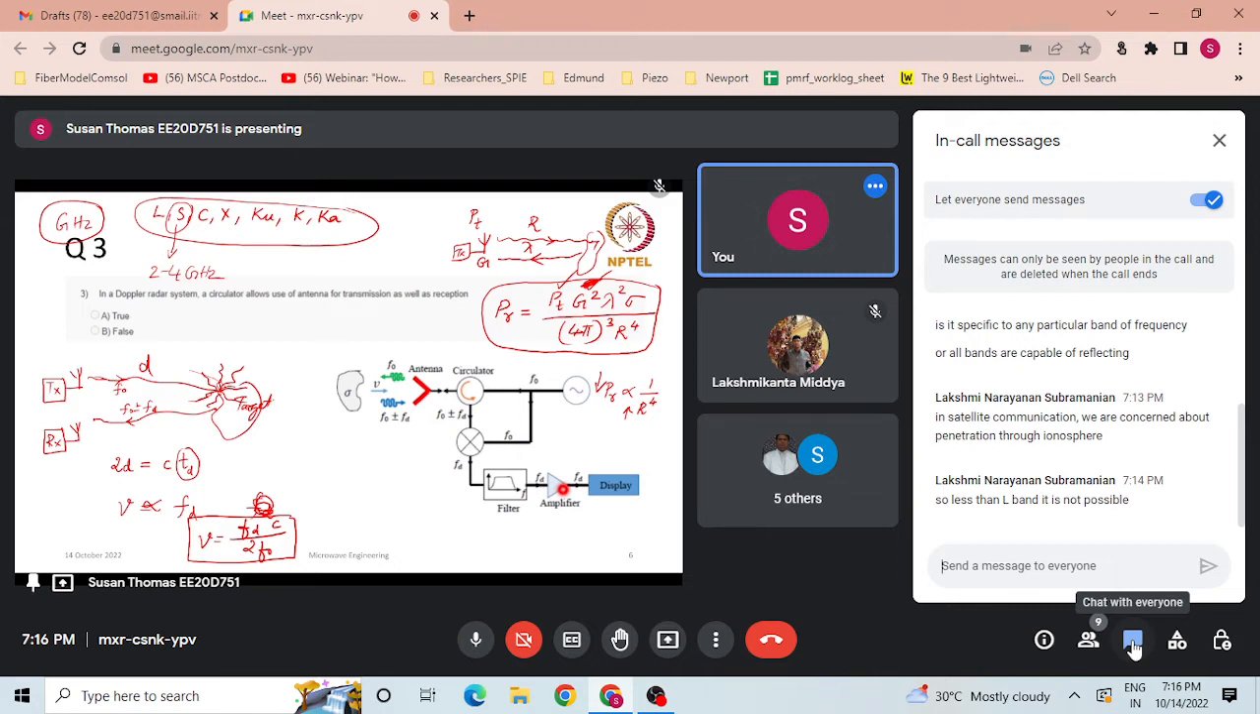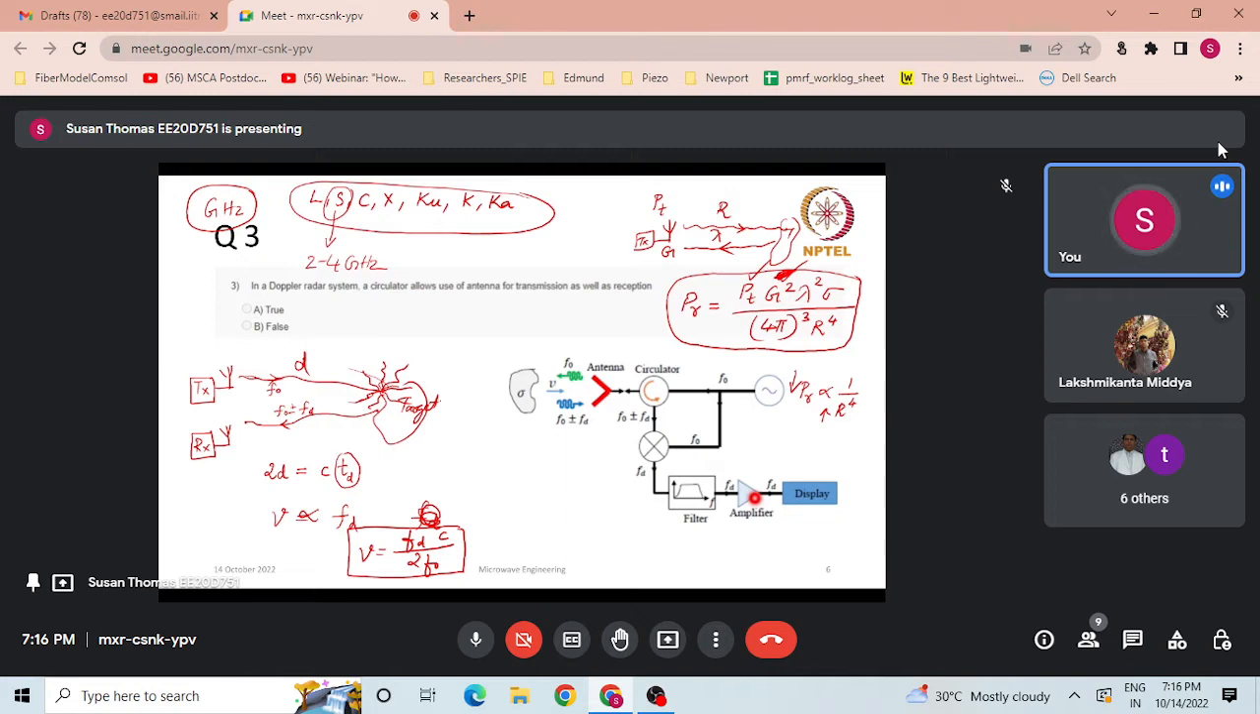And the other question is, in satellite communication, we are concerned about penetration through the ionosphere. Yes. That frequency should be able to penetrate through the ionosphere. Yes, that we are concerned about, but that's not the case for radar communication. I hope this is clear.